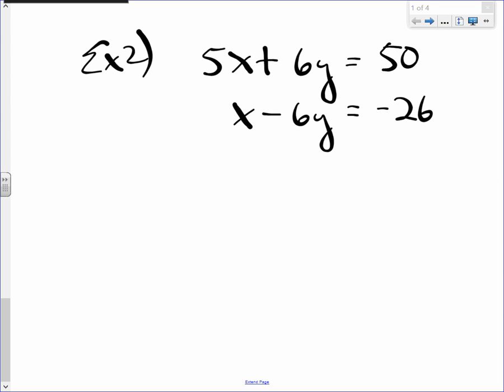A little word of warning before we plunge into this one. Stay with me, Frank. We got this? Here we go. 5x plus 6y equals 50. There's the first equation of the system. x minus 6y equals negative 26. Second equation of the system. Let's rock and roll.